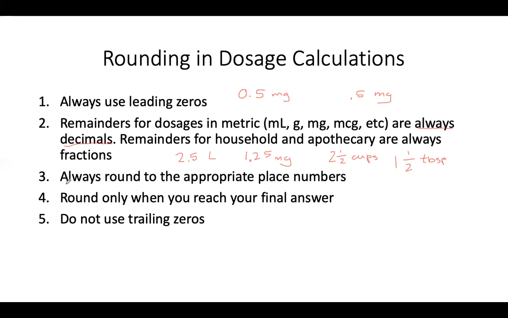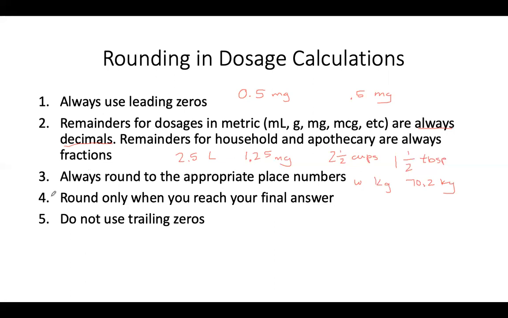So always round to the appropriate place numbers. So for example, for weights, we use kilograms, but we round up to the nearest tenth. So 70.2 kilograms. If you have a syringe that is in tenths, then you're going to round up to the tenths. If you have syringes that are in whole numbers, you'll round up to a whole number.